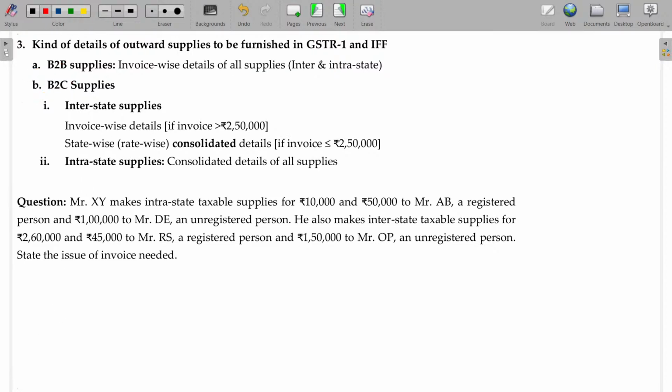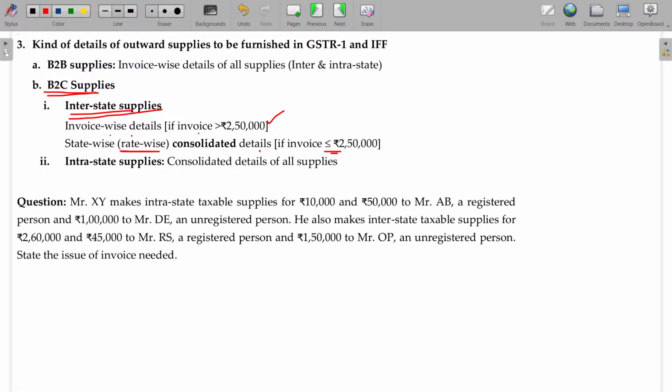In case of B2C interstate supplies, customers do not require any ITC benefit or tax invoice because they are not eligible for ITC. Invoice wise details are required if the invoice value is 2.5 lakhs and more. State wise, consolidated details is enough if invoice value is less than 2.5 lakhs. I render interstate supply for 5 states. For every state I sell to many customers, many buyers, and all this value is less than 2.5 lakhs, it means I can consolidate for the entire state put together as a single one and upload.